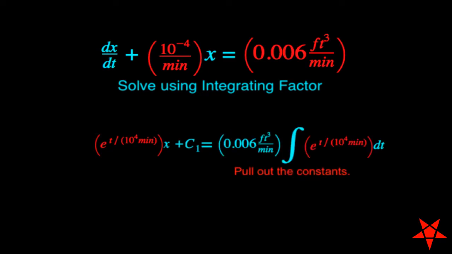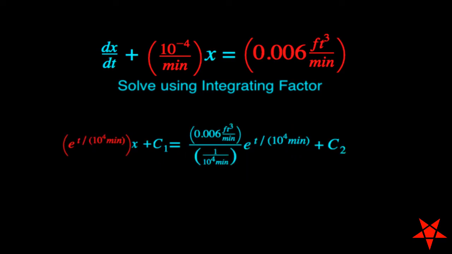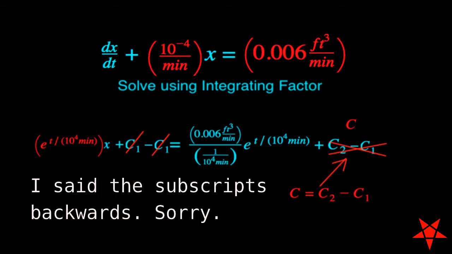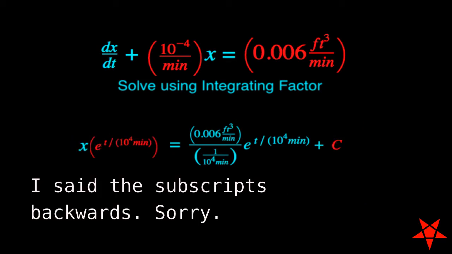On the right-hand side, we pull out the constant 0.006 cubic feet per minute, and we are left to integrate a simple exponential with a constant multiplied times t. Upon integrating this, the exponential remains the same, and we divide the quantity by the factor multiplying t in the exponential while adding the integration constant c sub 2 to the right-hand side. At this point, it makes sense to simplify the bookkeeping by combining our integration constants and allowing c to equal c sub 1 minus c sub 2.